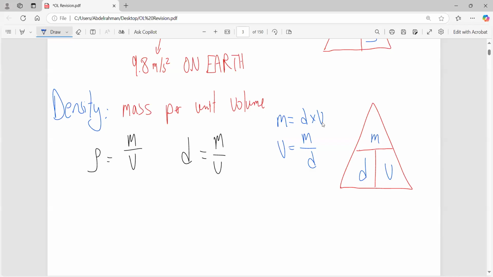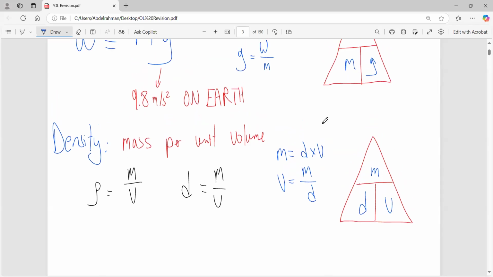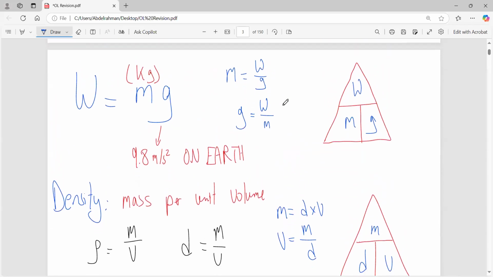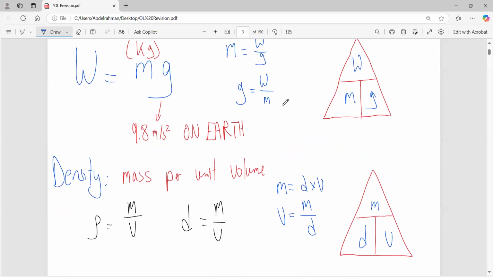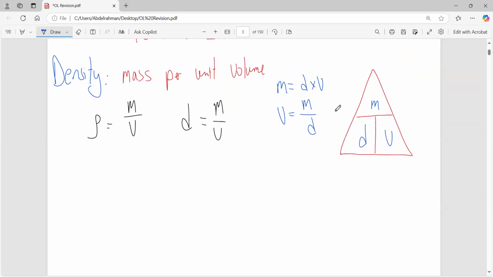Okay guys, look here: mass equals density times volume, right. And in this other equation mass equals weight over g. Okay, please don't mix them up. Please do not mix up these equations. You need to find out what the givens in the question are. If the givens are the weight and the g, then you can find mass equals weight over g. If the givens are the density and the volume, then mass equals density times volume. But don't mix them up, please. Okay, please do not do that.